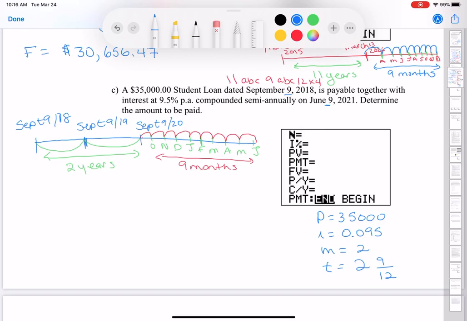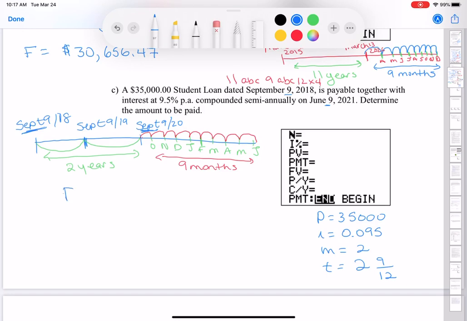So the key to counting time is to count from whatever date you're starting on, in this case September, to the closest September that happens before and after, and then you count up by the number of months.